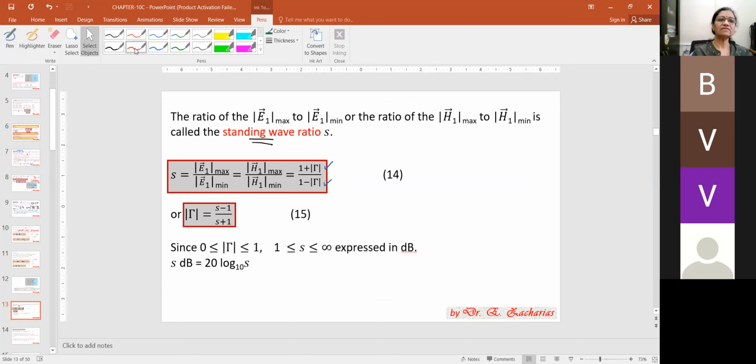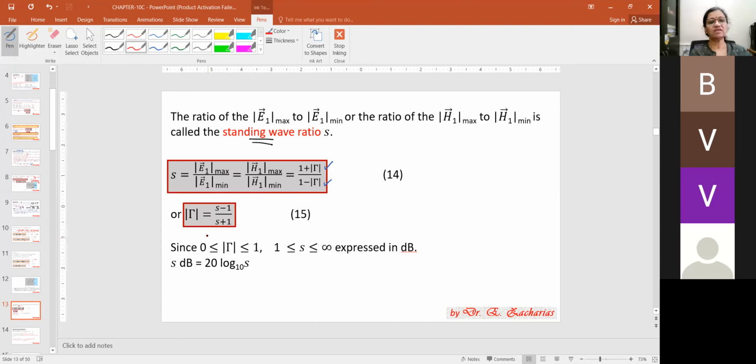And this is called the standing wave ratio. Now you can also write gamma in terms of S. If you write gamma, this is mathematical manipulation, then you get modulus of gamma equal to S minus 1 by S plus 1.